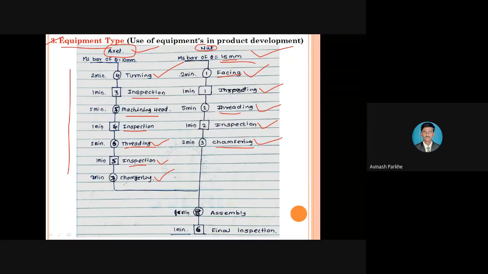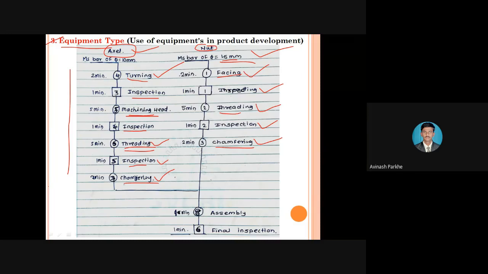Similarly at the left side, during the manufacturing of the axle, initially I have to go for the turning, after turning I have to go for the machining of the head. After the machining of the head, again I have to go for the threading on the axle. After threading, I have to go for the chamfering. That means through this chart, you will get the proper sequence of operations during the manufacturing of the axle or the nut. Therefore, this flow process chart is also useful to set or fix the sequence of the operations.